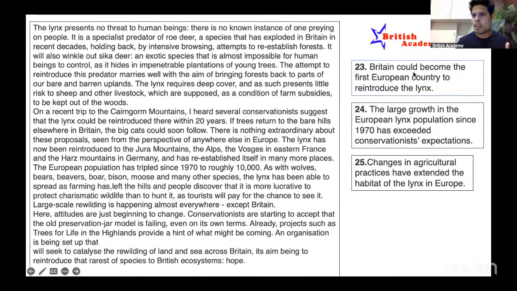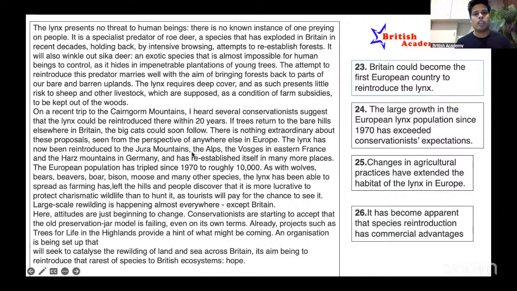So the first one we did was false. The second one was not given. The third one is true. And let's move to the final question. What exactly does it say? It has become apparent, which means known, of course, that species reintroduction has commercial advantages. So there are commercial advantages. That is what is being said over here.